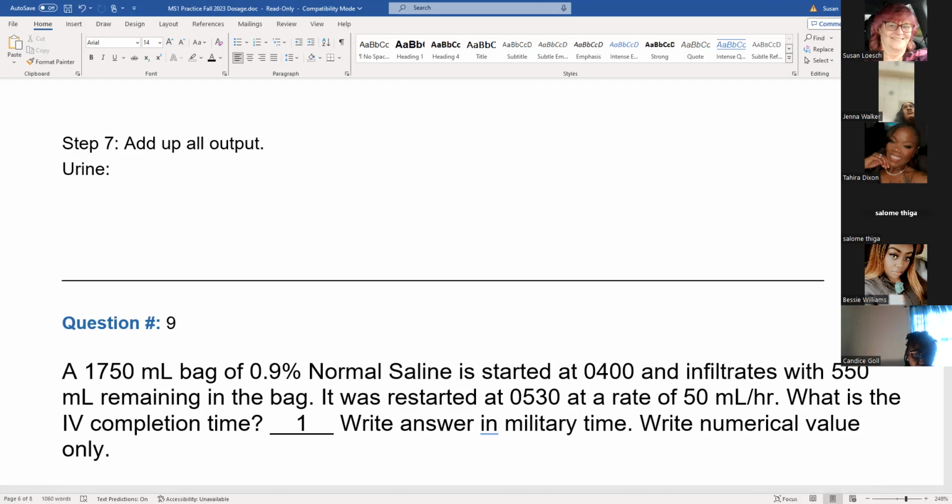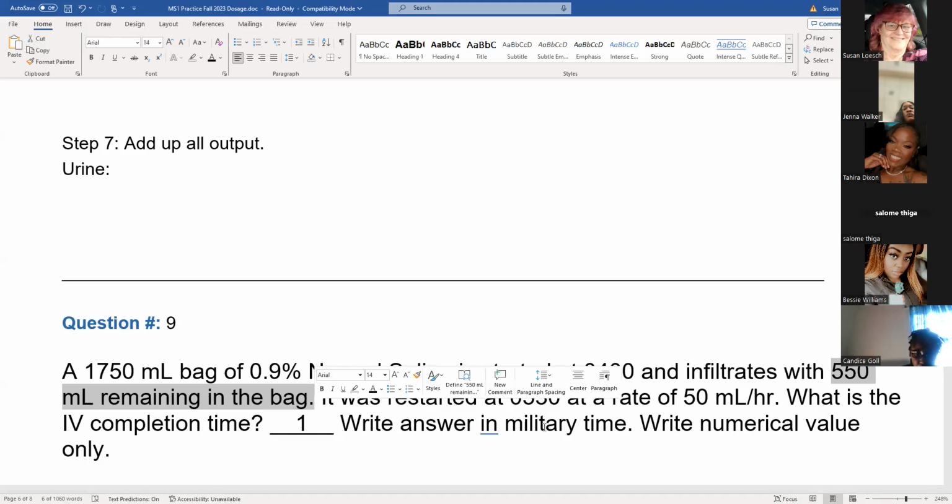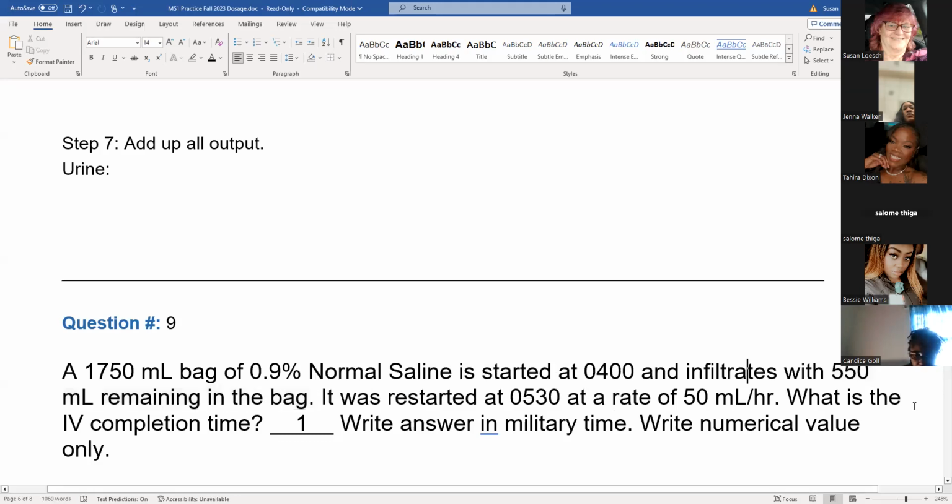Okay, if we go at the top of the question here, it says that we had 1750, but it infiltrated, and when it infiltrated, only 550 was left in the bag. So that's all we have left to infuse. We have 550 left to infuse. We know it's going at 50 mLs an hour. So if we take 550 and divide it by 50, you should get 11, right?